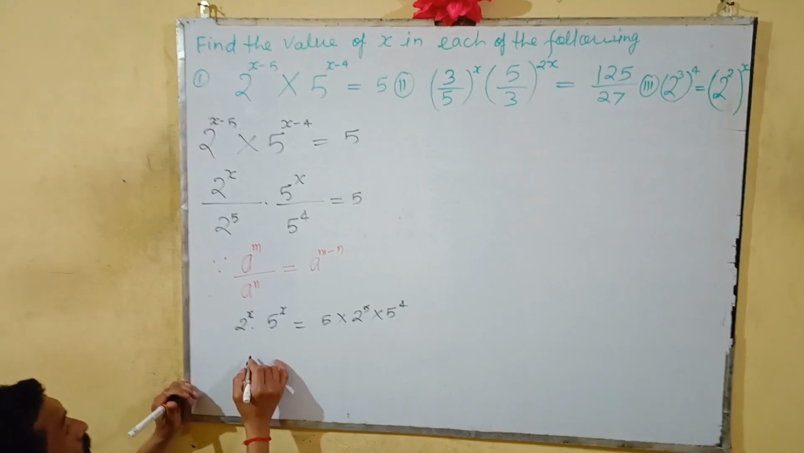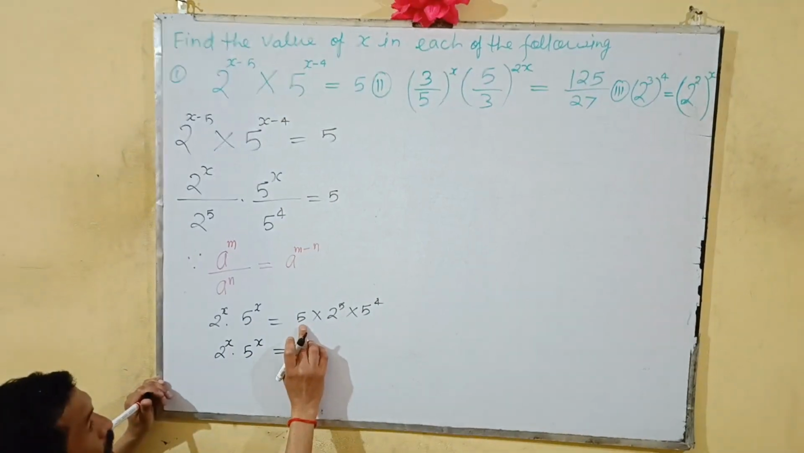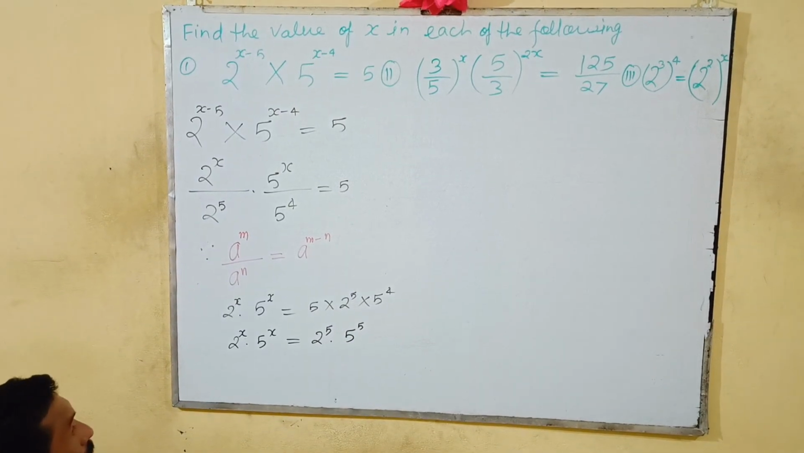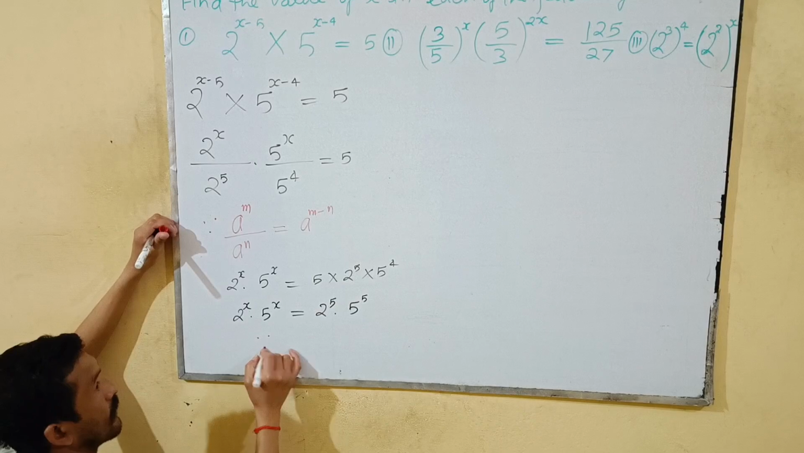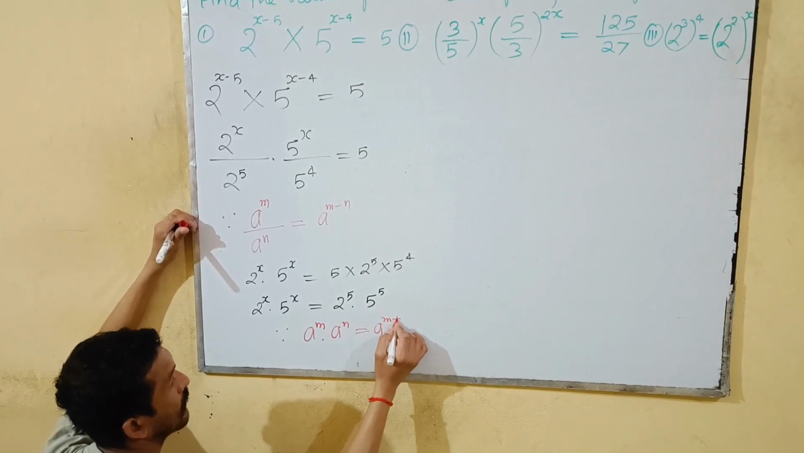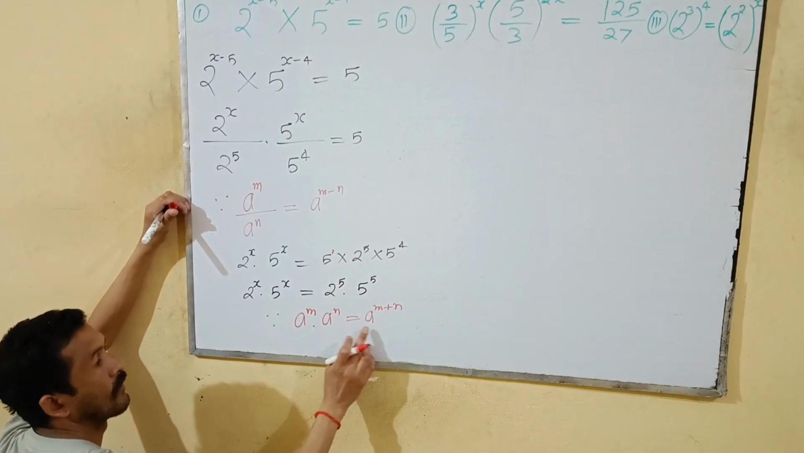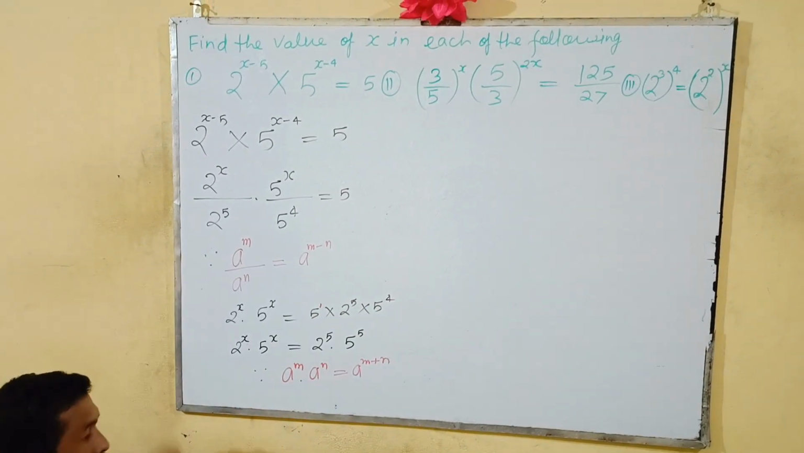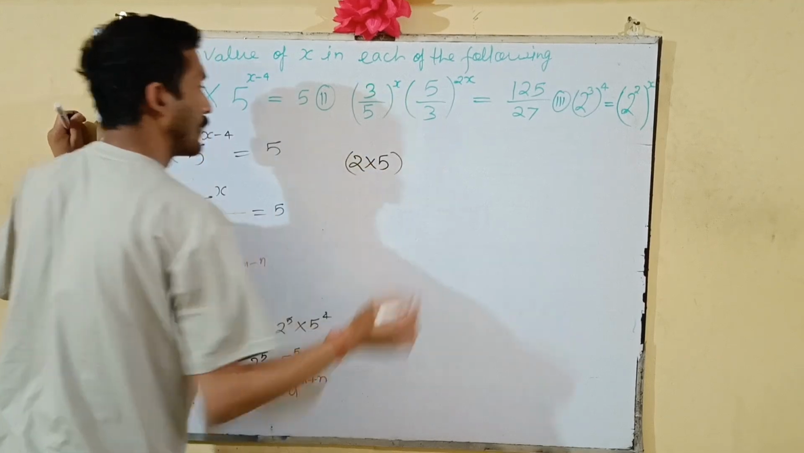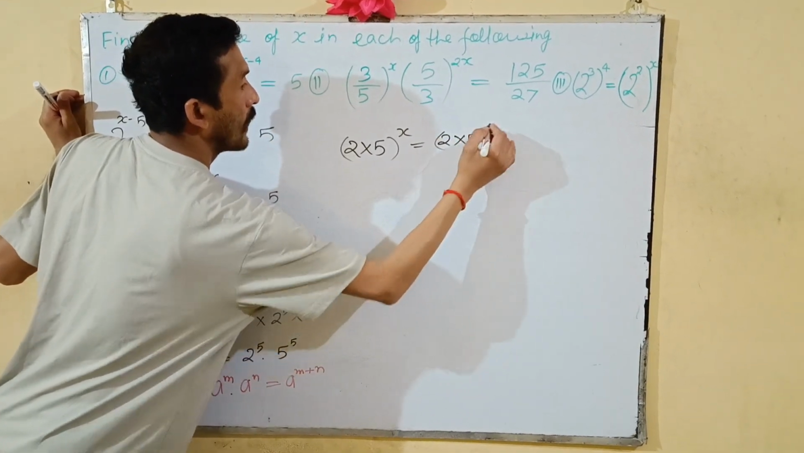This will be 2 into 2 to the power x into 5 to the power x equals 5 to the power 5 into 5 to the power 5. By which rule? Since a to the power m into a to the power n equals a to the power m plus n. Okay. Now 2 into 5 to the power how much? 10 x equals 2 into 5 to the power 5.